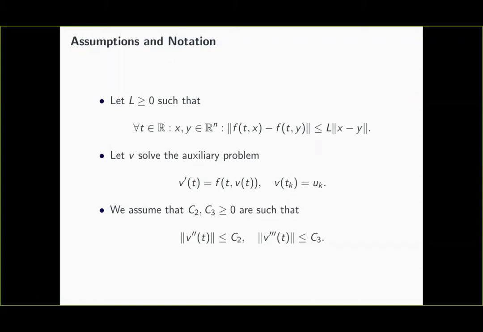We also assume that irrespective of the time, we have a bound on the derivatives of v. Specifically, we assume that we have two non-negative constants, c2 and c3, such that the Euclidean norm of v'' for all times t is bounded by c2, and the norm of v''' for all times t is bounded by c3. So I assume I have some uniform bounds for the second and the third derivative of v.